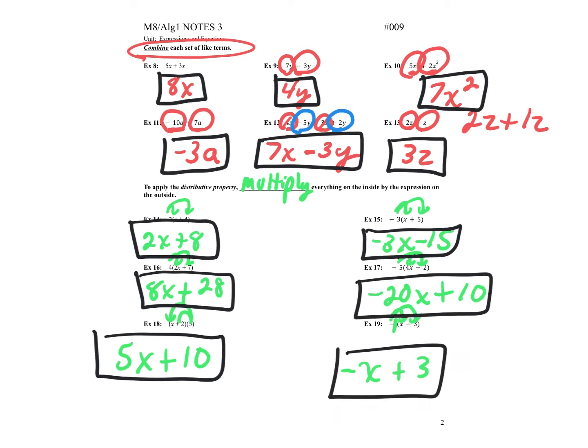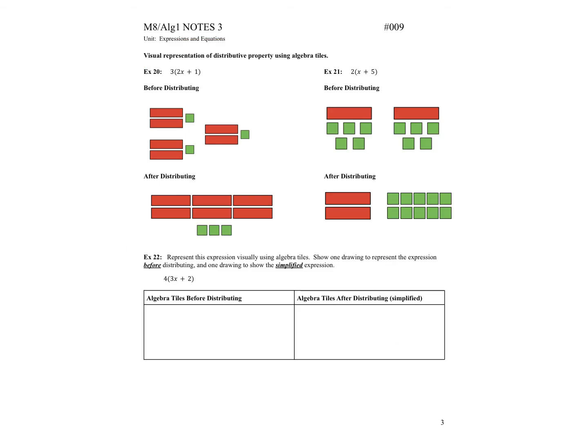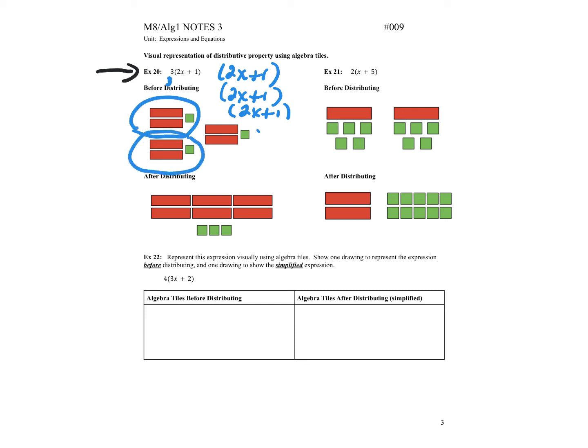Okay, let's approach the next set of problems. Here we're talking about the visual. So we're going to use algebra tiles. So the distributive property is really multiplication. This means 3 times 2x plus 1, or 3 groups of 2x plus 1, which are displayed with the algebra tiles. There's 1 group of 2x plus 1, 2 groups of 2x plus 1, 3 groups of 2x plus 1.